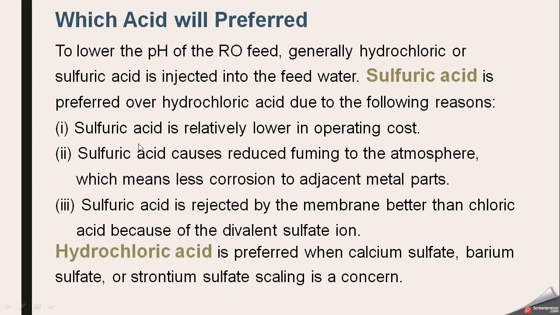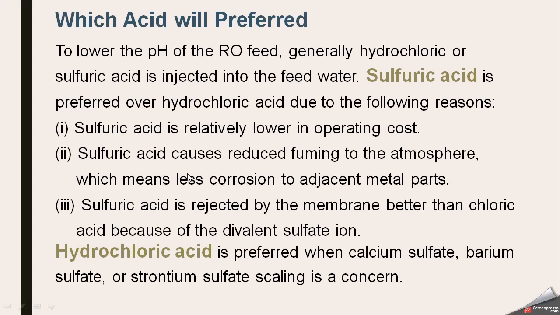Number one, sulfuric acid is relatively lower in operating cost. That is, during the operation, if we calculate the operating cost, then sulfuric acid will be relatively cheaper, because it is available in a concentration of 98%, while hydrochloric acid is normally commercially available at around 30 to 31%.